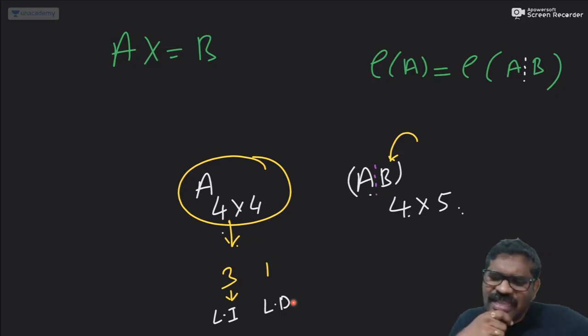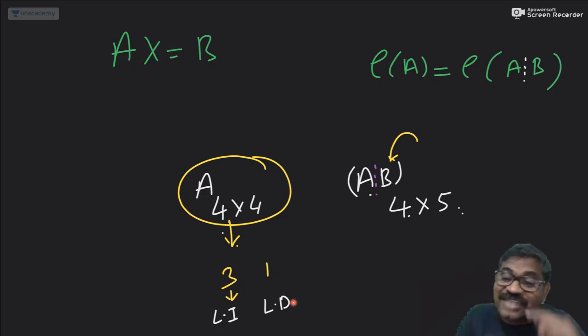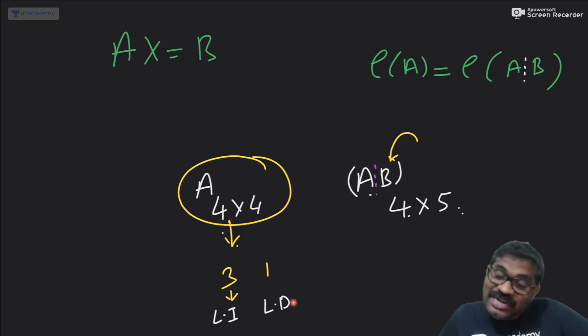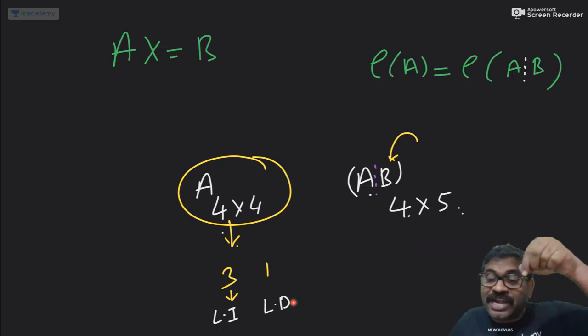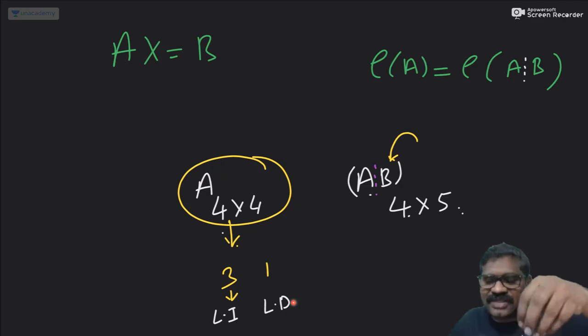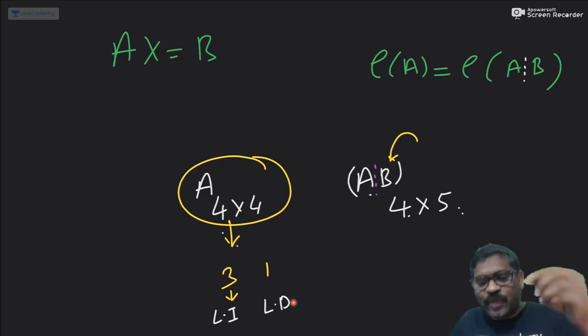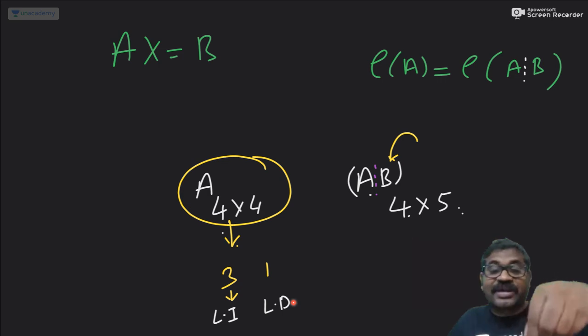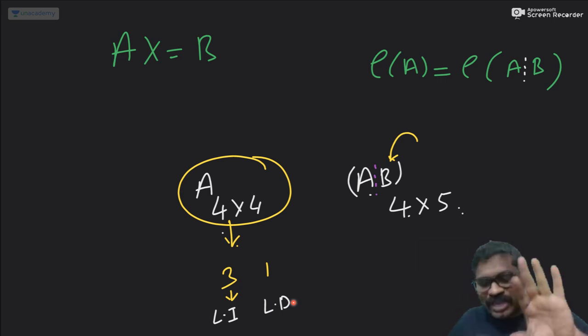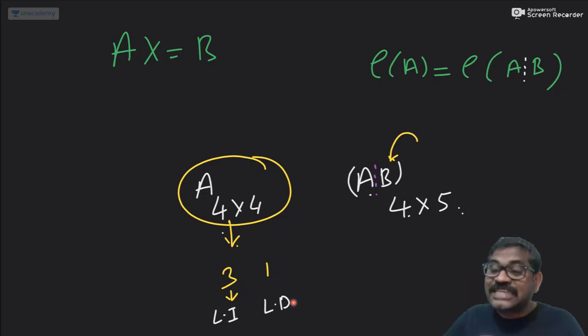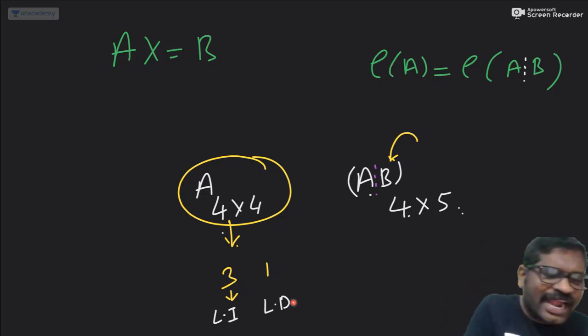Sir, rank of a matrix is 3 means 3 independent vectors. So those 3 independent vectors are row independent vectors or column independent vectors. Which one? Both. This concept we have already discussed. Okay. So number of independent vectors of A are 3 means number of independent row vectors are 3. Number of independent column vectors of A are also 3. Okay. Now come to matrix AB. What is the difference between A and AB?